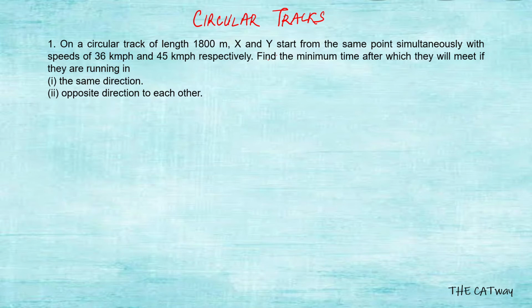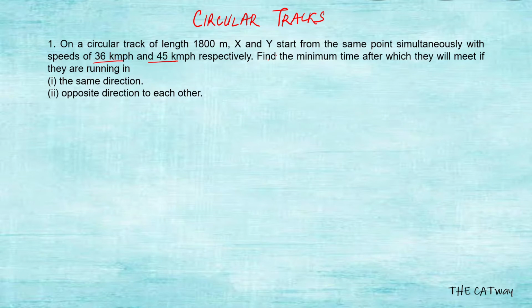In this video, we are going to solve a few questions based on circular tracks. So let us begin. The first question says that on a circular track of length 1800 meters, x and y start from the same point simultaneously with the speeds of 36 kmph and 45 kmph. The first thing is that we are going to convert these into meters per second.